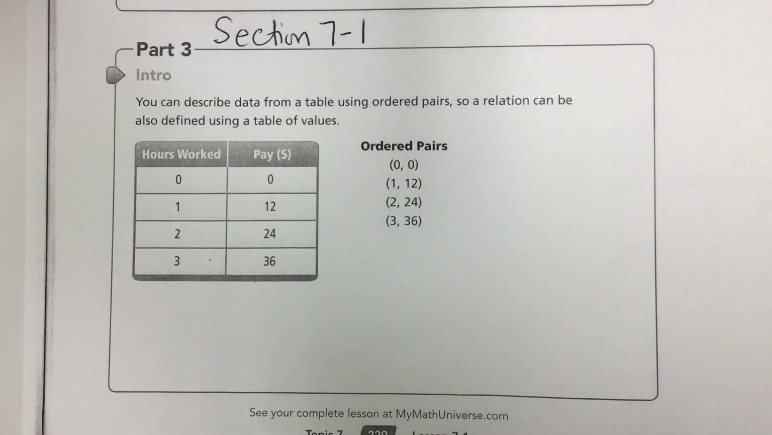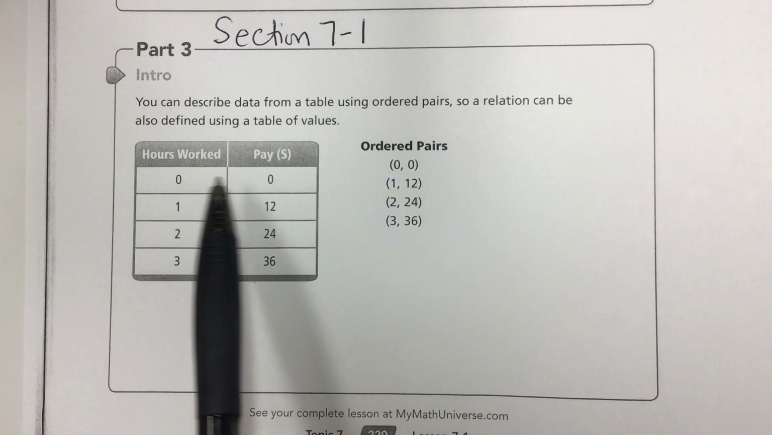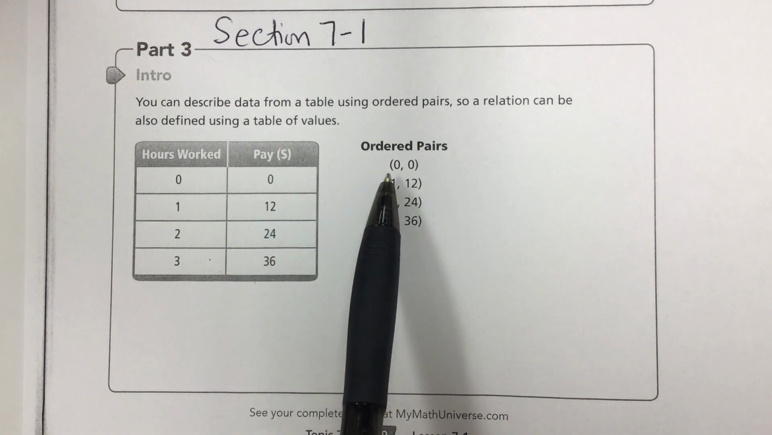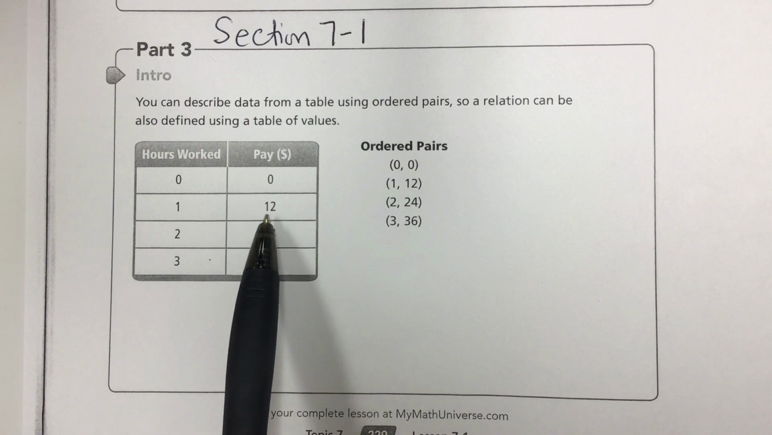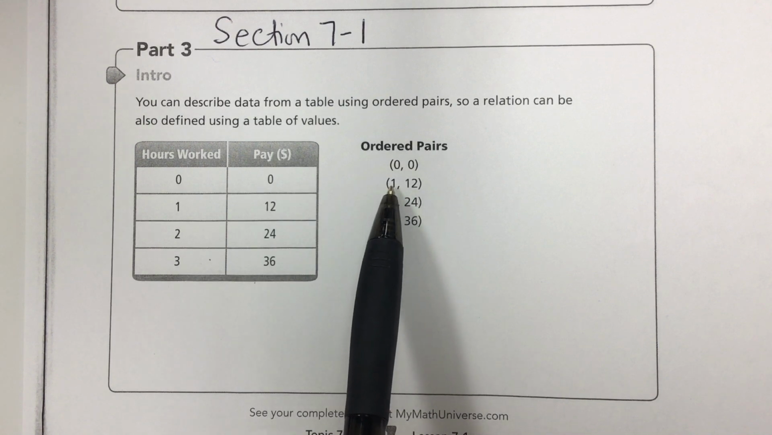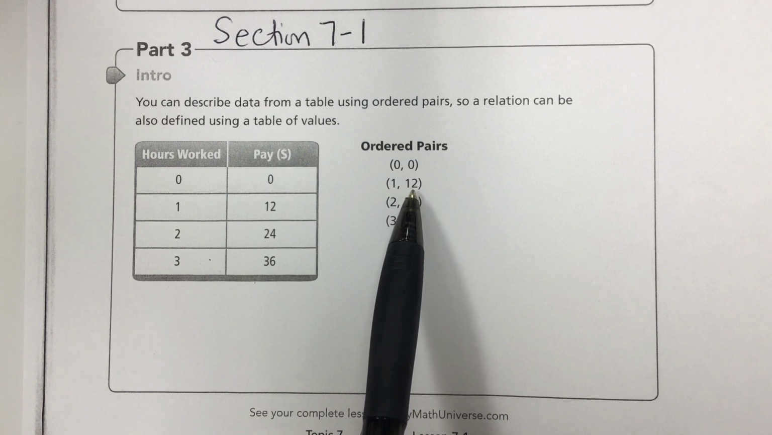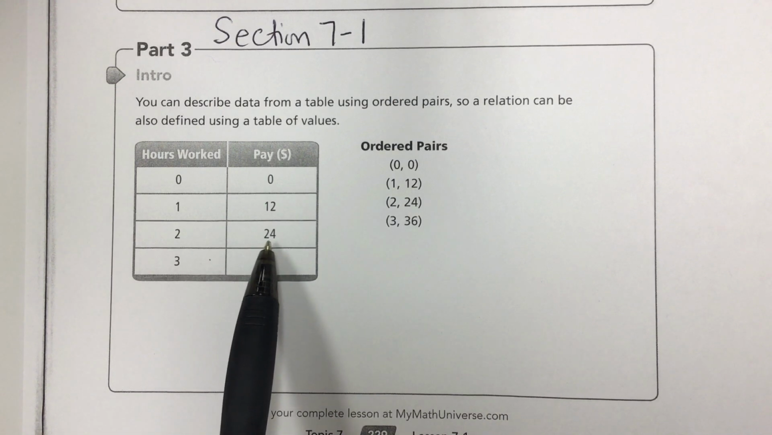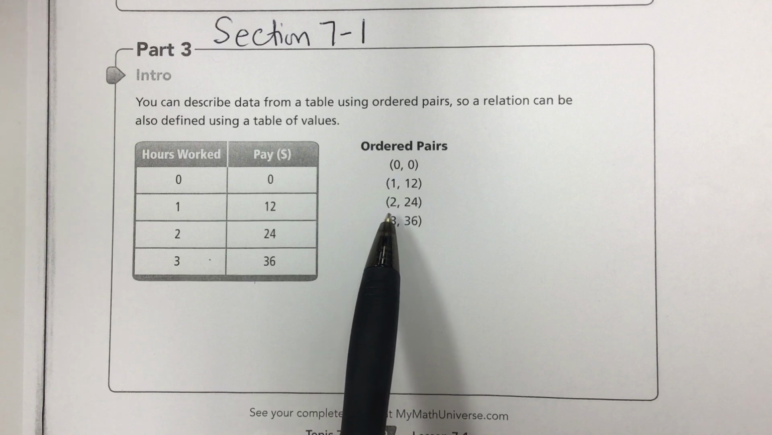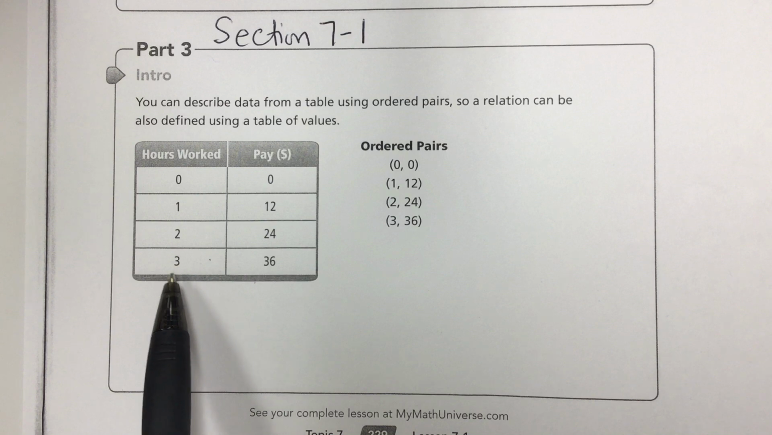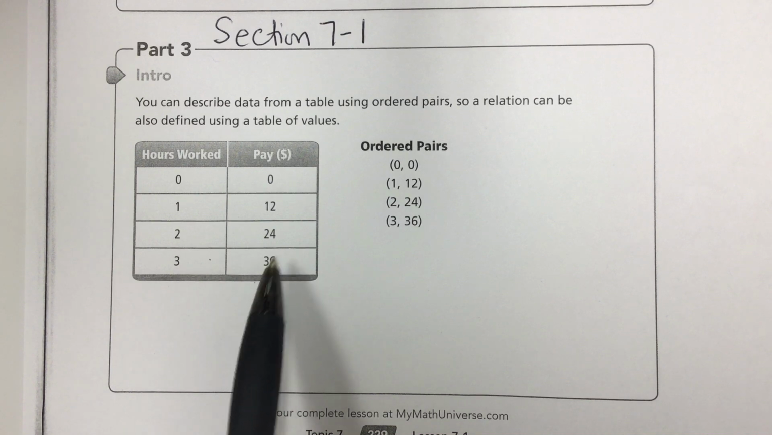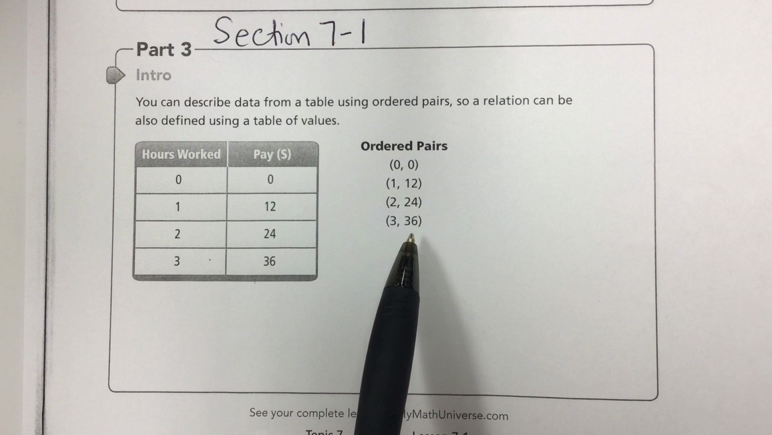So if you were to write ordered pairs to represent this chart, 0 corresponds with 0. In other words, if you worked 0 hours, you make $0. 1 corresponds with 12. If you work 1 hour, you earn $12. 2 corresponds with 24. If you work 2 hours, you get paid $24. 3 corresponds with 36. So if you work 3 hours, you will get $36.